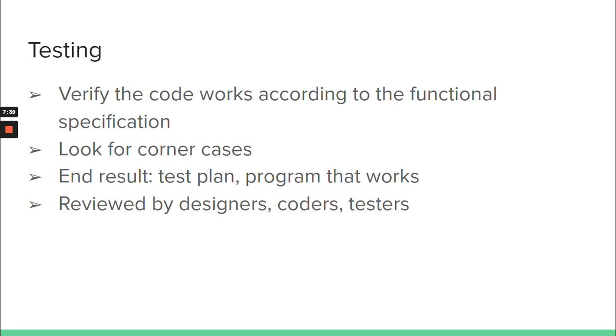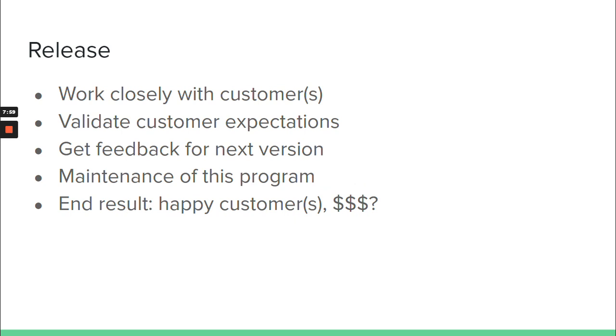Other corner cases, like when we're testing your calculator or things like that, put in big numbers, put in things that aren't numbers, and these different kinds of things. Your calculator was not written to handle all of those corner cases. But the end result is a test plan that's been executed and a program that works. It's reviewed by designers, coders, testers, and then we release it. We now put it in the hands of the customers and we say, give me money, please.